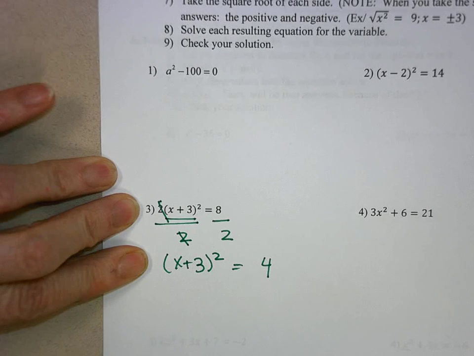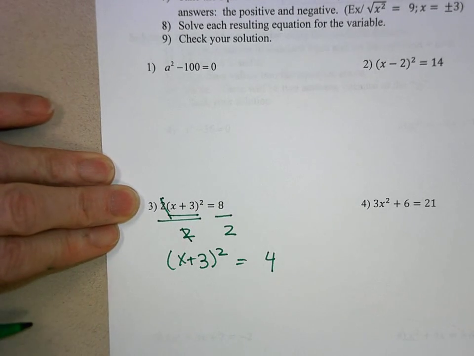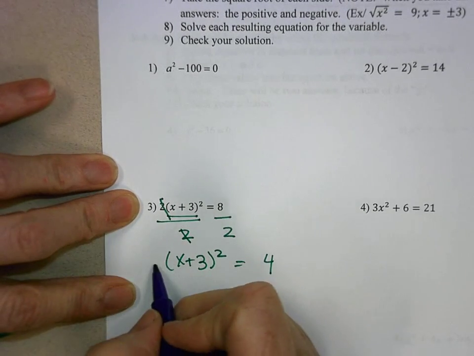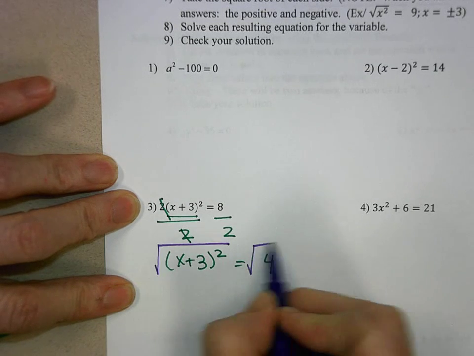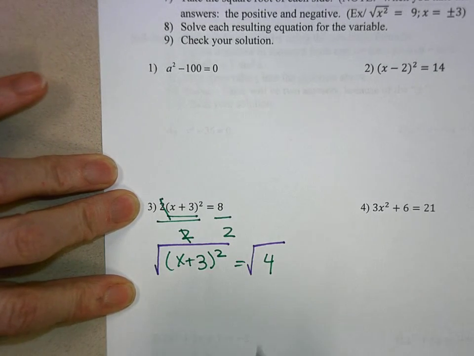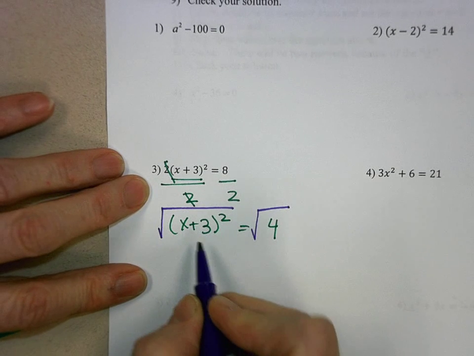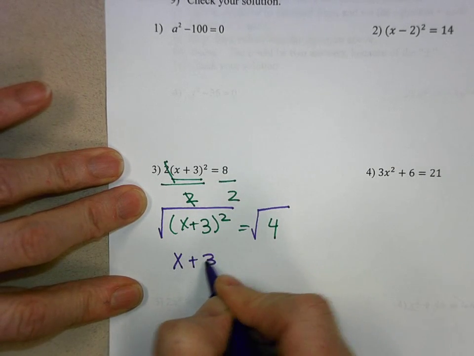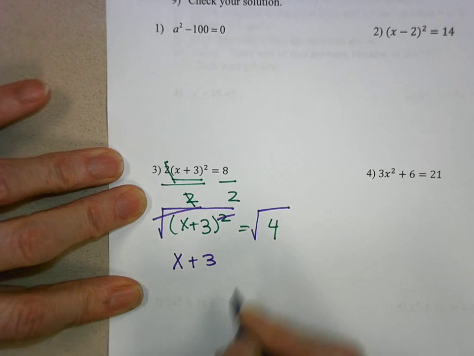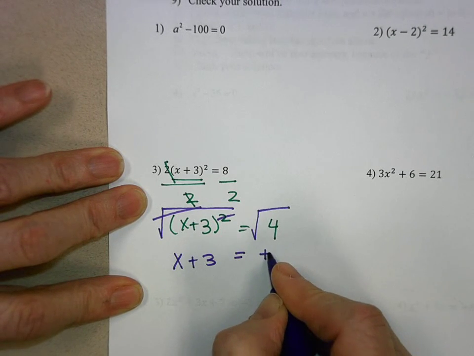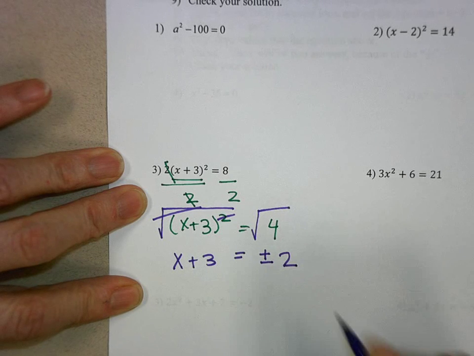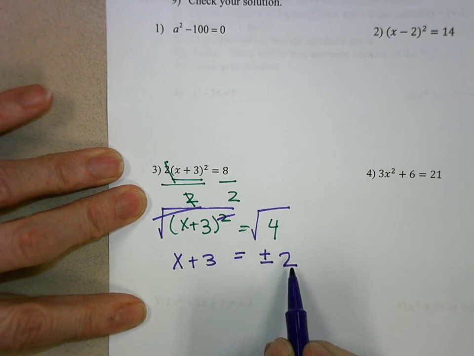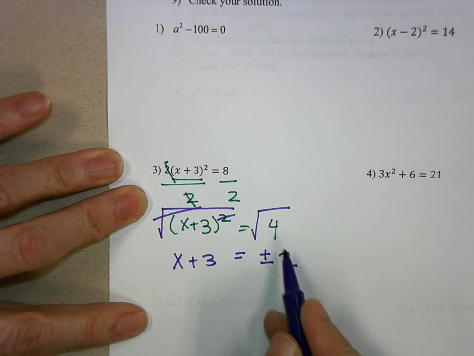My term is isolated. Next thing I do is take the square root of both sides. When I take the square root, what multiplies to itself to give me x plus 3 squared? Well, that would be x plus 3. These just cancel each other out. Equals the positive and negative 2. Square root of 4 is 2. 2 times 2 equals 4. Negative 2 times negative 2 equals 4.